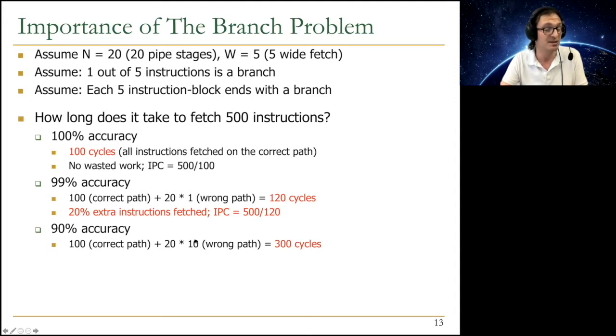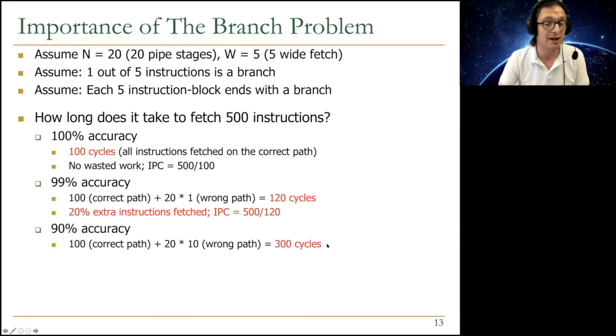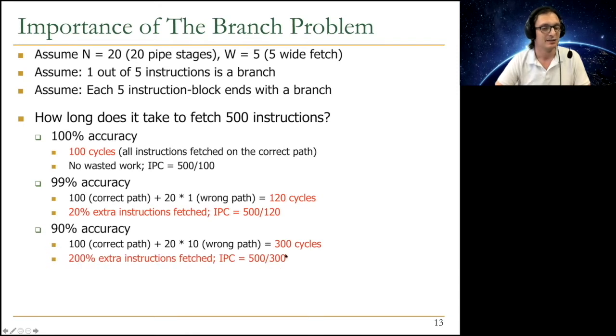Because 10 branches are mispredicted, and each branch leads to 20 cycles wasted on the wrong path. So now I'm spending 300 cycles to fetch 500 instructions. Now quickly it became bad, right? And I've fetched 200% extra instructions.